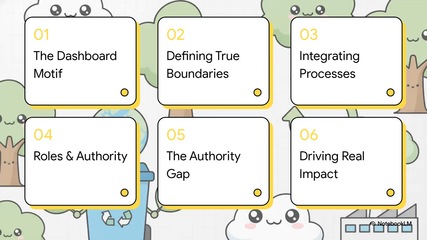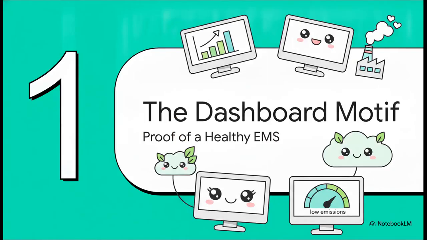Okay, here's our roadmap for today. We're going to hit 1, the dashboard motif, 2, defining true boundaries, 3, integrating processes, 4, roles and authority, 5, the authority gap, and 6, driving real impact. Let's dive in. Starting with Section 1, the dashboard motif, which really is proof of a healthy EMS.